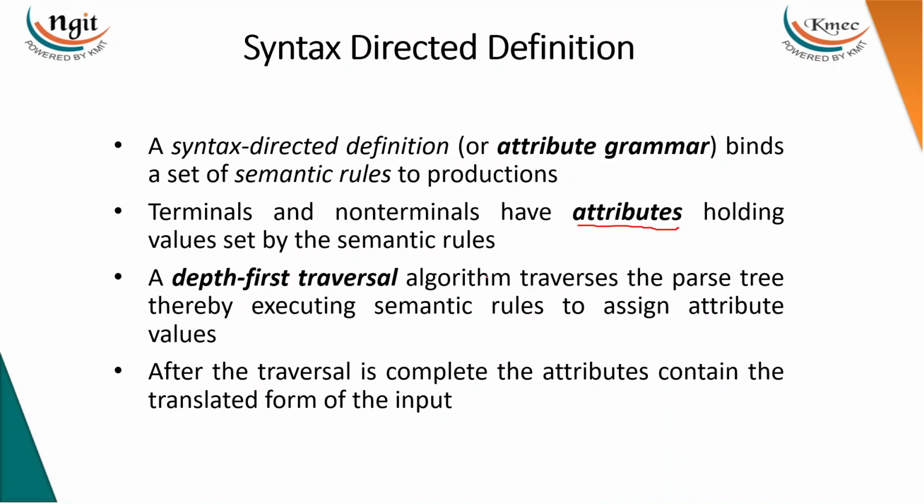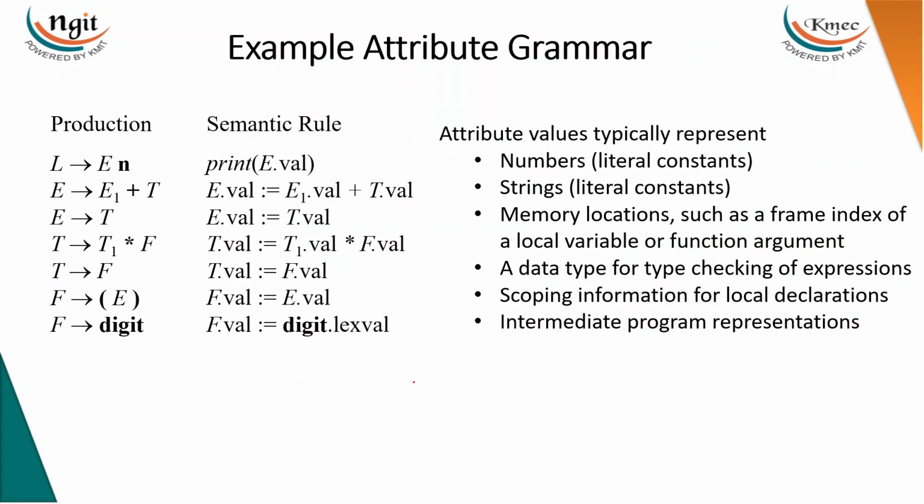And when they are going to evaluate these attributes or action rules, it is done by using the depth first traversal. We'll discuss this later. Once the traversal is completed, all the attributes are going to be evaluated and that will be translated in the form of output. Let me take an example of an attribute grammar.